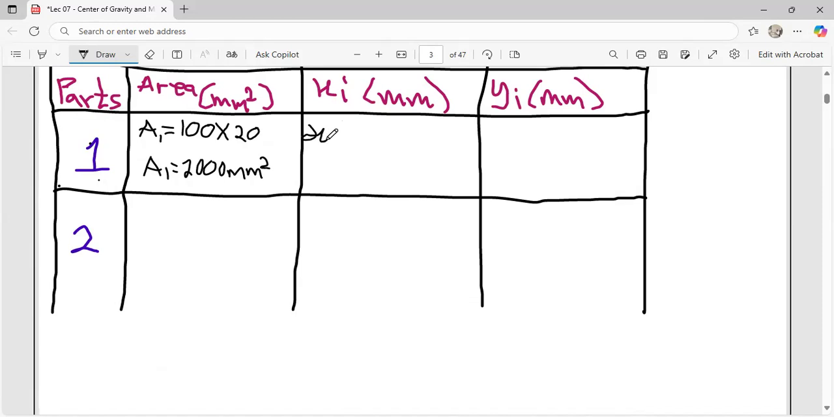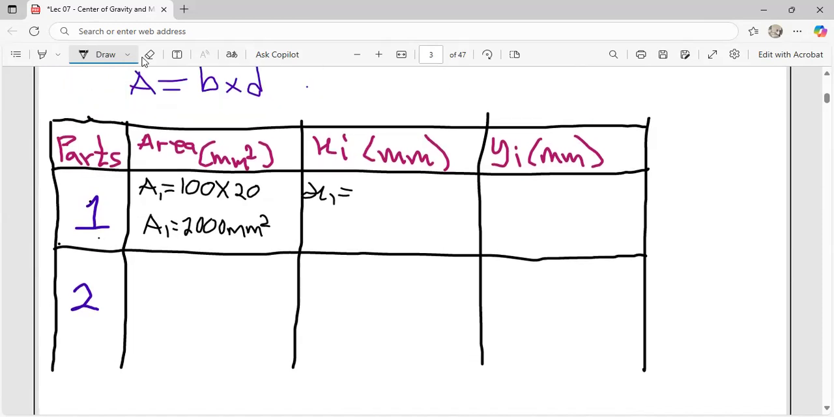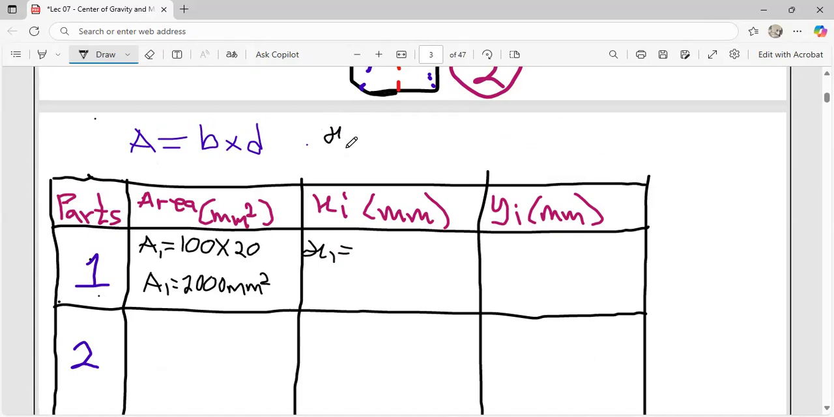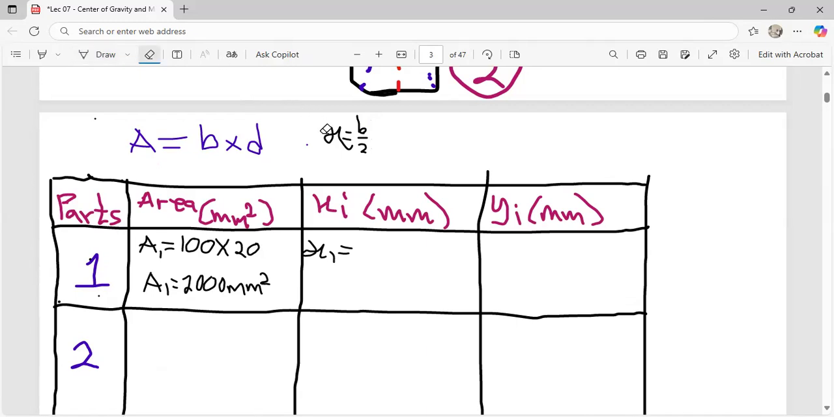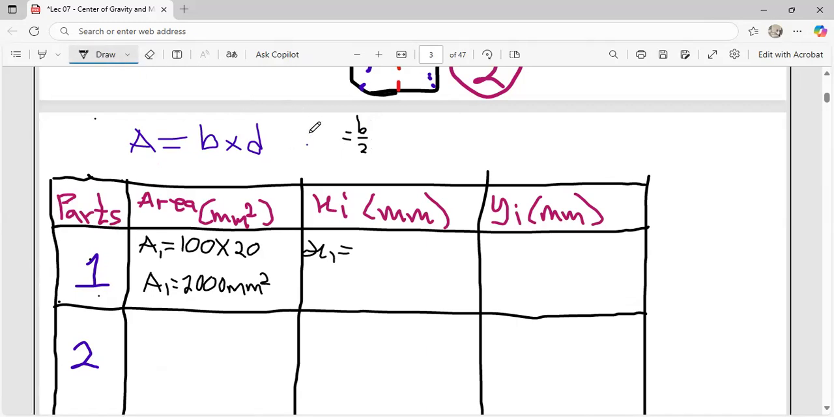Also from here, we have to calculate our x1. And the value of our x1 is equal to what? It's just the breadth divided by 2. And what is the value of our breadth? We said that the value of our x becomes the breadth divided by what? 2. Good. So that implies that 100 divided by 2, we are going to get what?